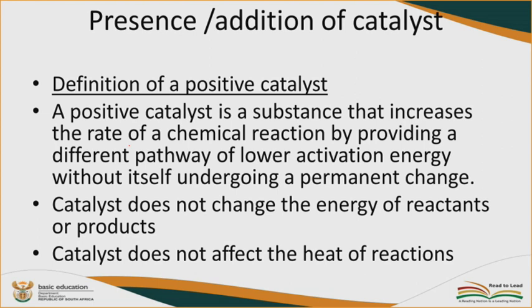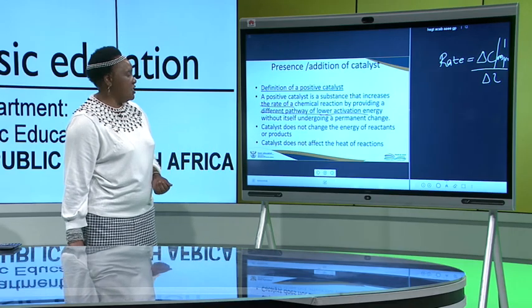I said we only deal with positive catalyst because we are only concerned here in increasing the rate of reaction. What is the definition of a positive catalyst? A positive catalyst is a substance that speeds or increases the rate of chemical reaction by providing a different pathway. Some textbooks call it an alternative pathway of lower activation energy. So what does that mean? It means once you add a catalyst, you are lowering your activation energy.